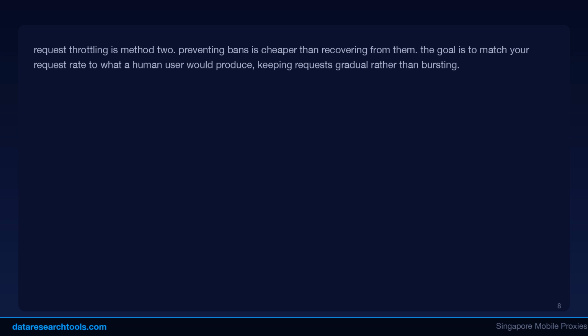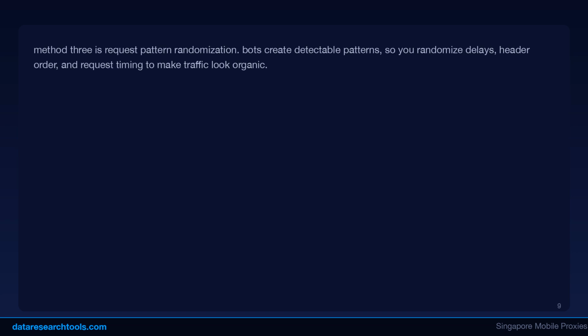Request throttling is method 2. Preventing bans is cheaper than recovering from them. The goal is to match your request rate to what a human user would produce, keeping requests gradual rather than bursting. Method 3 is request pattern randomization. Bots create detectable patterns, so you randomize delays, header order, and request timing to make traffic look organic.